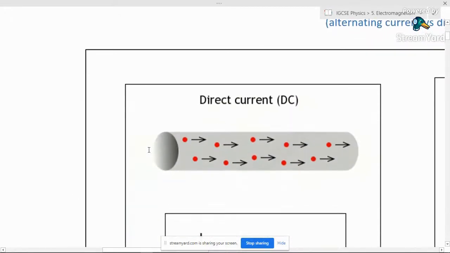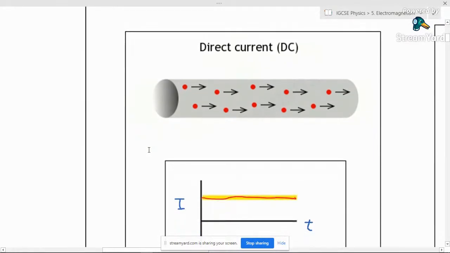If we look at direct current first, this is the one that everybody's familiar with. Batteries provide direct current. Basically, they're always pushing electrons in the same direction, so the current is just always constant. You get a nice constant current when you're using batteries. They're always going in the same direction.